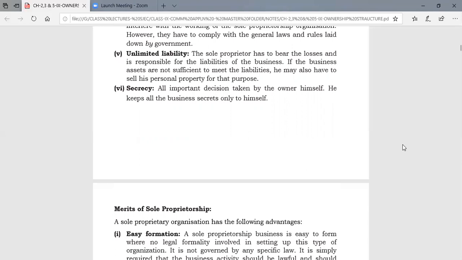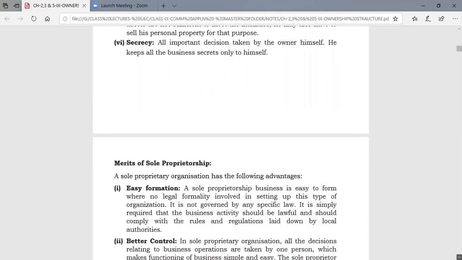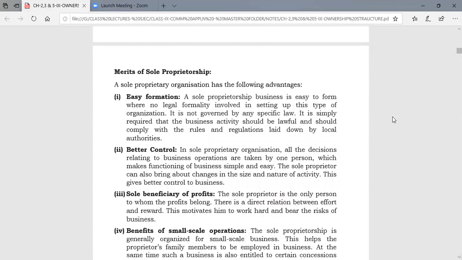Secrecy. All important decisions are taken by the owner himself. So the secrecy is utmost. He is not going to share the business secret with anyone else. Clear? Next, let's see what are the merits of this type of organization. First one is easy formation. As I told you earlier, this type of organization doesn't have that many government regulations for formation and to run. Very easy to form.